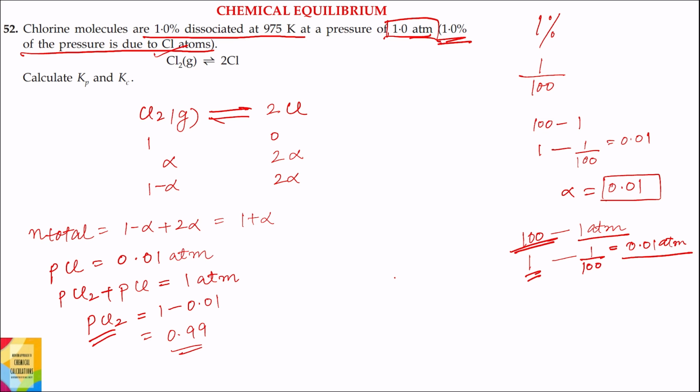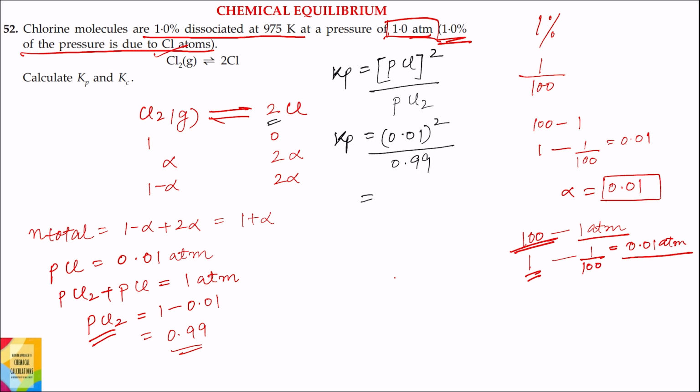Now value of Kp is equal to partial pressure of chlorine atoms raised to the power 2. Why 2? Because the stoichiometric coefficient of chlorine atoms in the balanced equation is 2, divided by partial pressure due to chlorine molecules. So Kp is equal to partial pressure due to chlorine atoms, 0.01, raised to the power 2, divided by pressure due to chlorine molecules, that is 0.99 atmosphere. Solving, value of Kp is equal to 1.01 into 10 to the power minus 4.